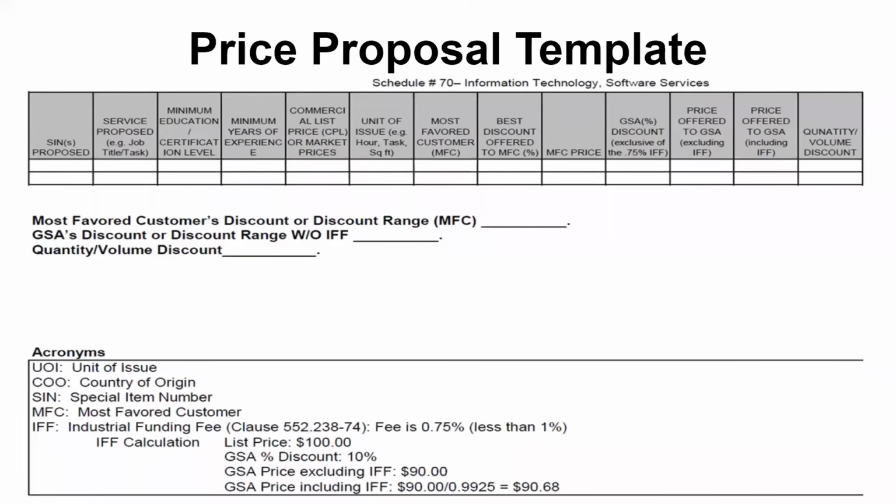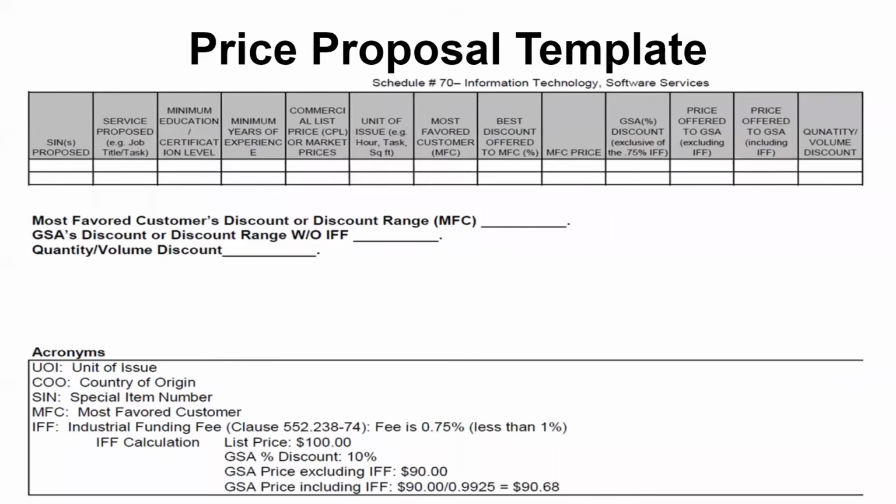And at the bottom of this, Bryant touched on your most favored customer. We need to know who your most favored customer is. This documentation, along with the CSP, will allow us to identify your most favored customer. GSA Advantage is to receive the same or better discounts. So if your most favored customer is, say, the Army, and you offer them a 10% discount, GSA would like to receive that same 10% discount or better.